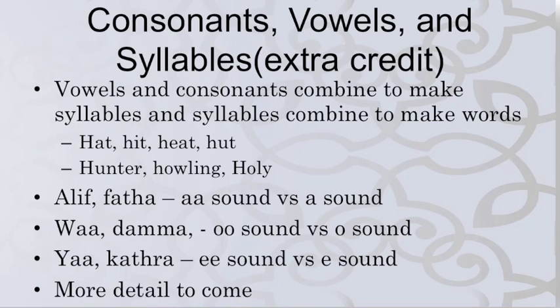So, some words have multiple syllables, like hunter. That word has 2 syllables: hun and ter. The first syllable is H-U-N, which is made of 2 consonants, H and N, and the vowel U. When you combine H, U, and N, it becomes a syllable, and the sound is hun.